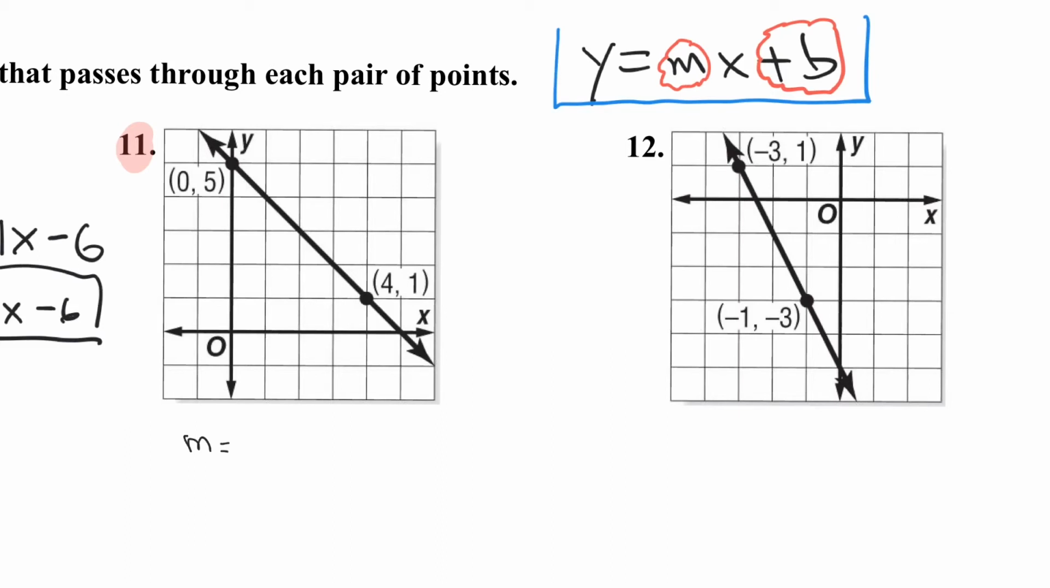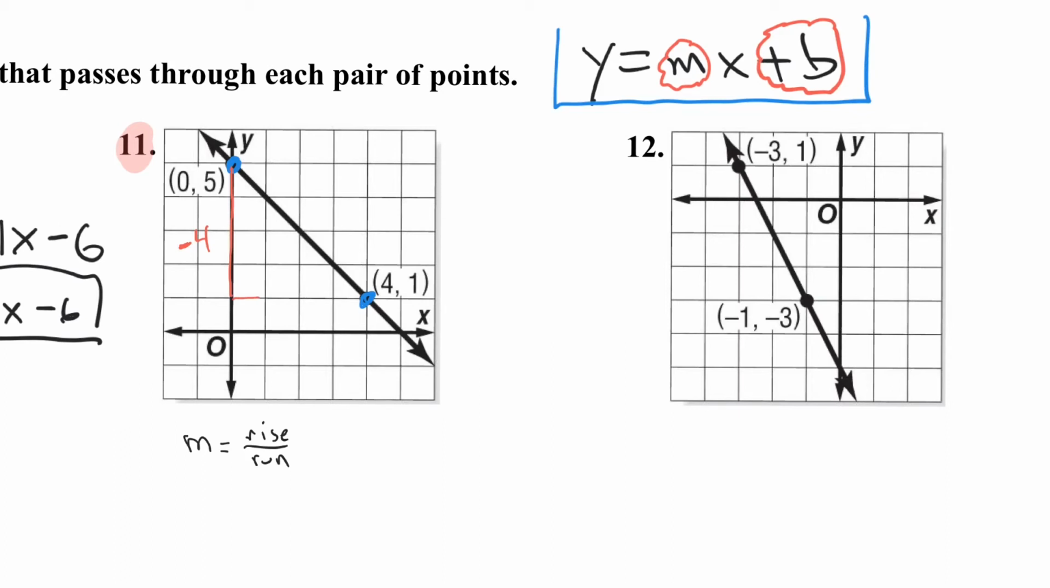For my slope, I need my rise and the run. So looking at 2 points on the line, we have 0, 5 and 4, 1. Those are my 2 points. I need to know how many I go down, how many I go to the right. So from the top, 0, 5, I go down 1, 2, 3, 4. Since I go down, that's a -4, and there's the negative that we need.